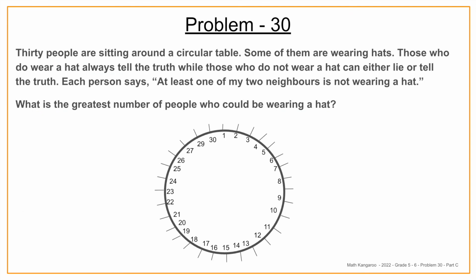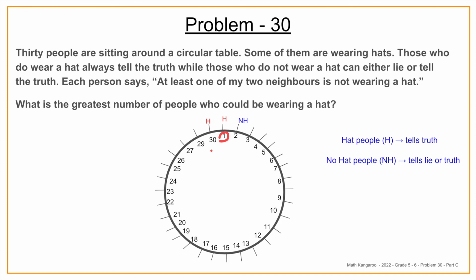Now we will use H to represent a person wearing a hat who always tells the truth, and NH for a person not wearing a hat who may tell the truth or lie. Let's assume the person sitting on chair 1 is wearing a hat. We mark it as H. Now according to the rule, at least one of their neighbors must not be wearing a hat. So the person on chair 2 must not be wearing a hat, so we mark it as NH.